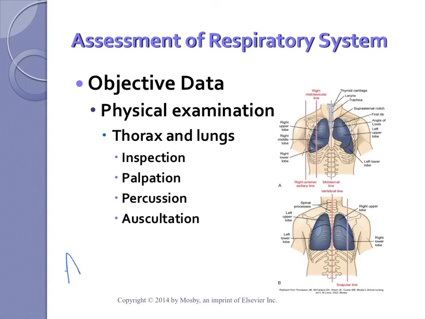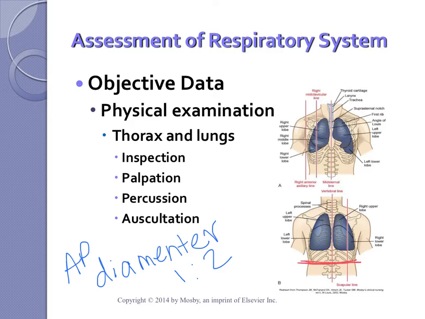You're looking at something called an AP diameter, which is anterior, posterior. And this should be a ratio of 1 to 2. So what does that mean? Let me switch colors. If I'm looking at a patient's AP diameter, anterior is the front, so this is going to be a 2, and then I'm looking at posterior on the side, and that's going to be a 1. Posterior is the side view, anterior is the front view. My anterior is going to be bigger than my side view.